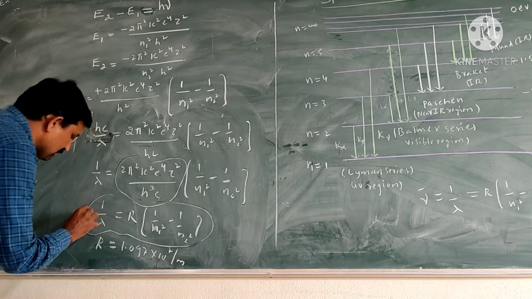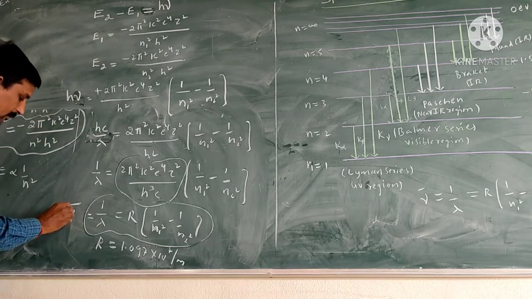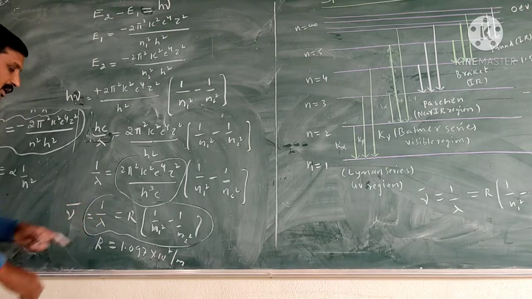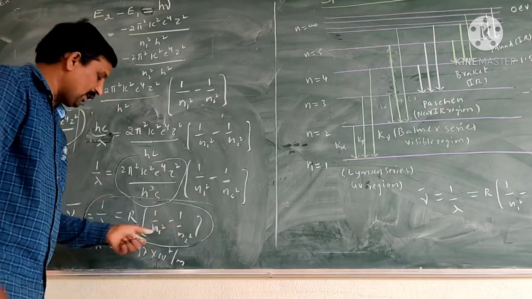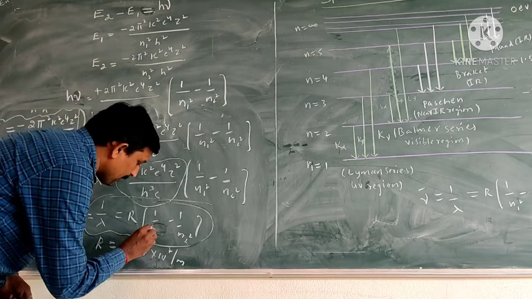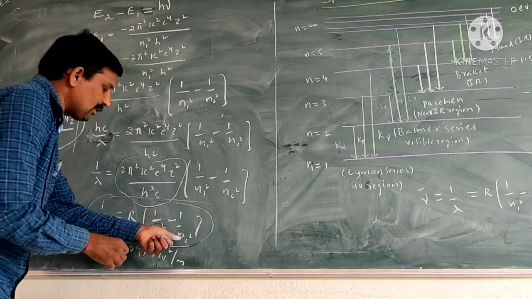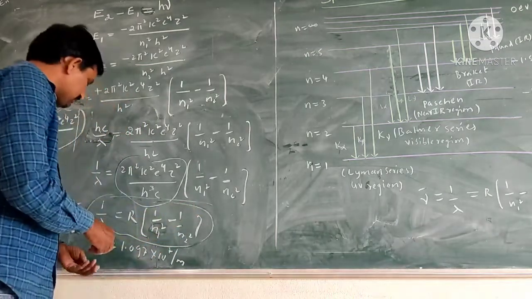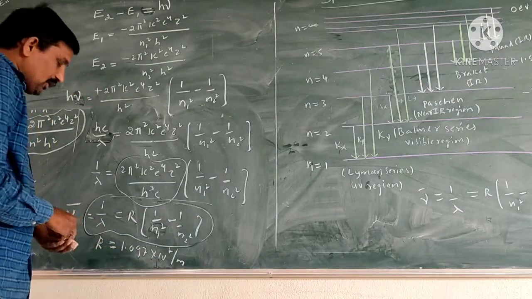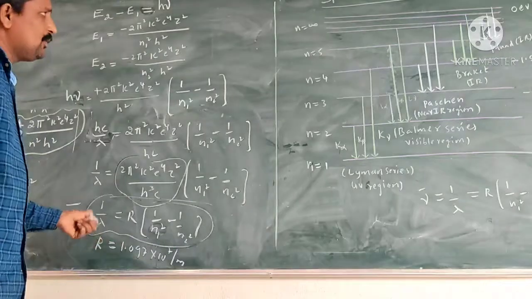This equation is also written with the wave number: nu bar is equal to 1 by lambda, which is equal to R into 1 by n1 square minus 1 by n2 square. Here n1 is the first orbit number and n2 is the second orbit number. So this is the energy of the Bohr orbit.